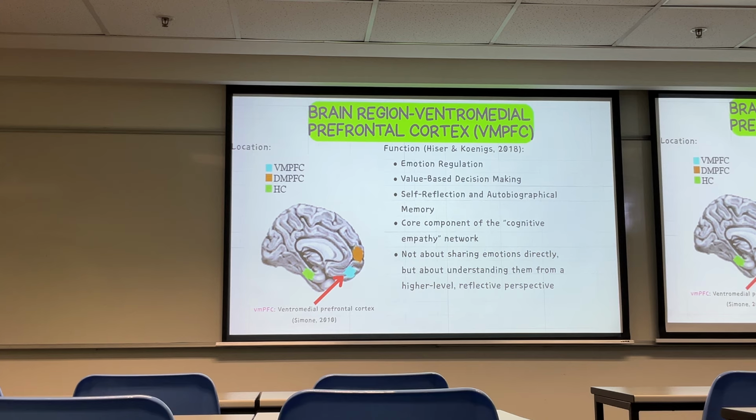The first one is emotional regulation. It helps regulate emotional responses by inhibiting the amygdala. The second one is value-based decision making. It is essential for judging the value of choices, particularly in social and moral contexts. The last one is self-reflection and autobiographical memory. It is highly active when we think about ourselves, our personal past, and our traits.